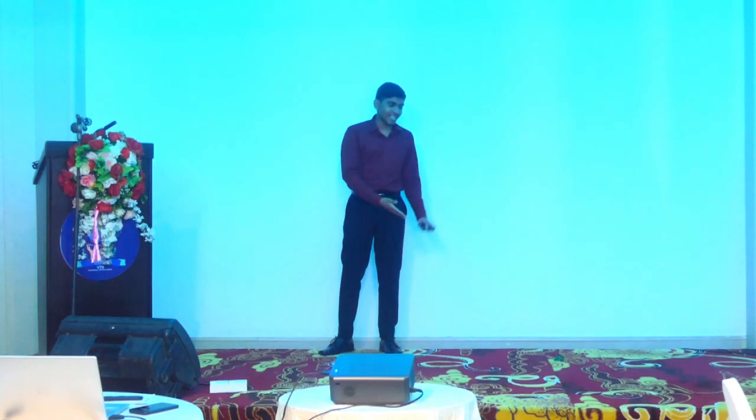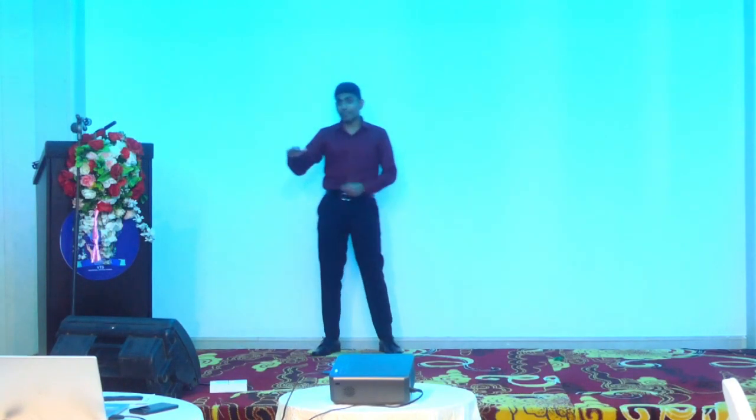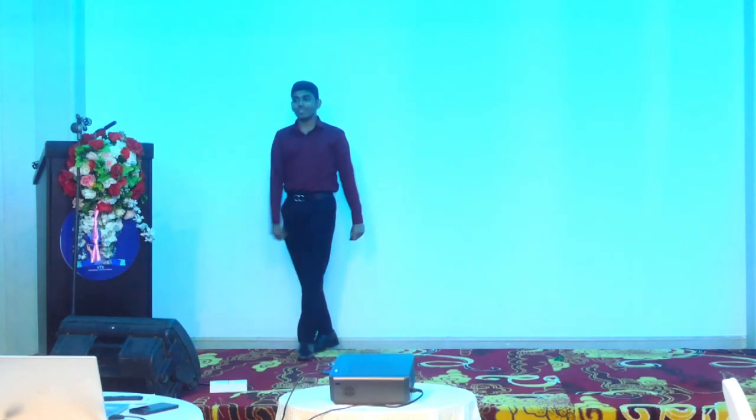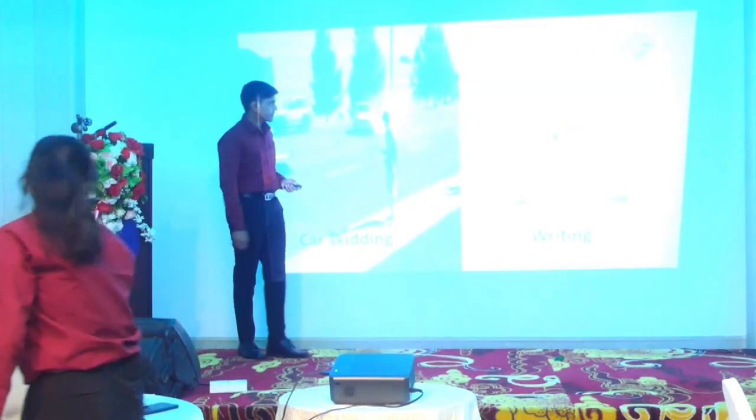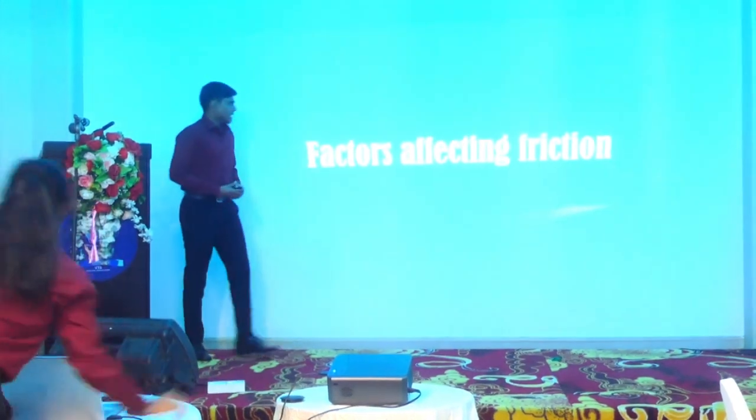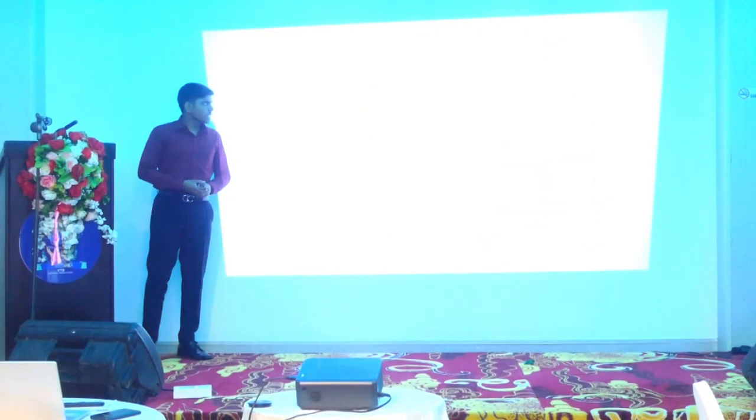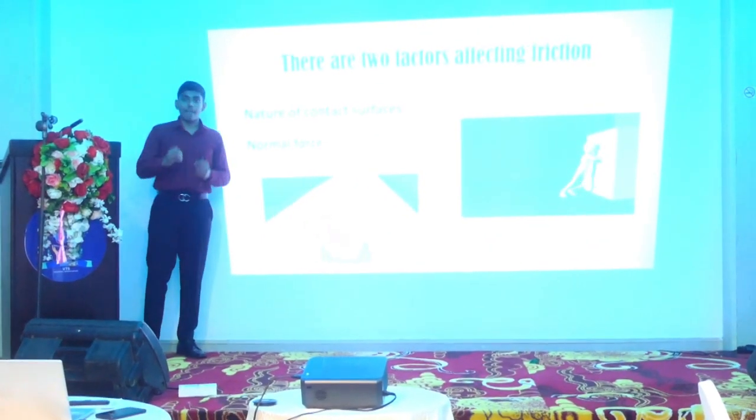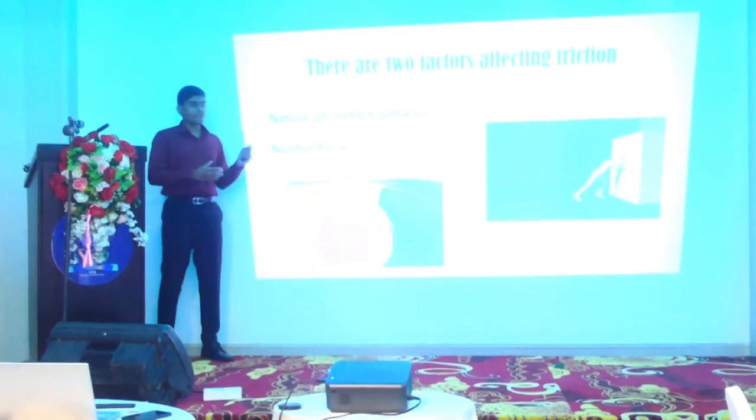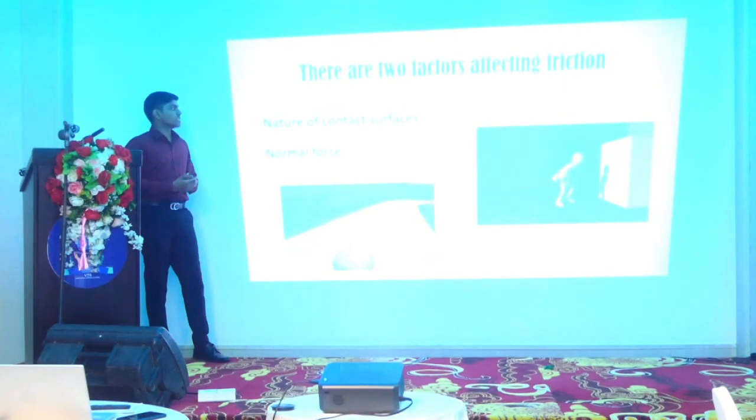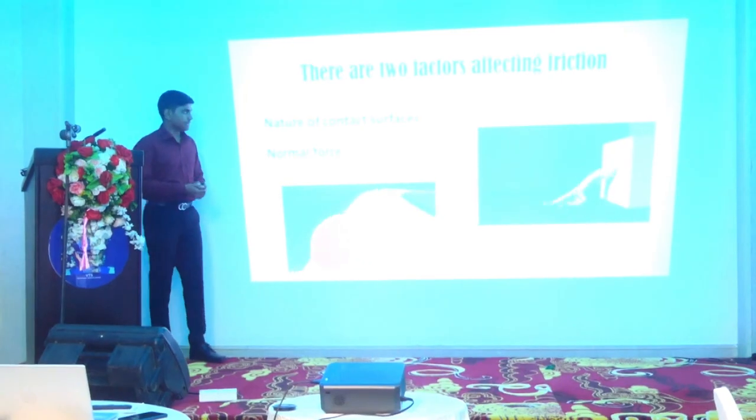Smooth slippery things reduce the friction and rough bumpy things increase it. And that's what, my friends, we call factors affecting friction. So let's see the factors affecting friction. There are two factors affecting friction: nature of the contact surfaces and the normal force. Now I'm going to tell you about the nature of the contact surfaces.